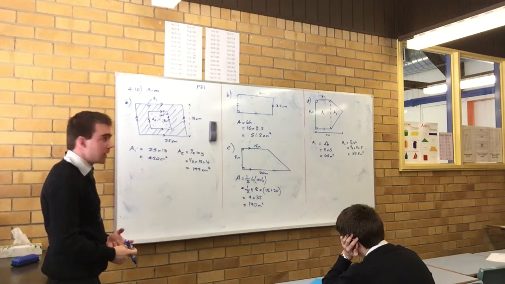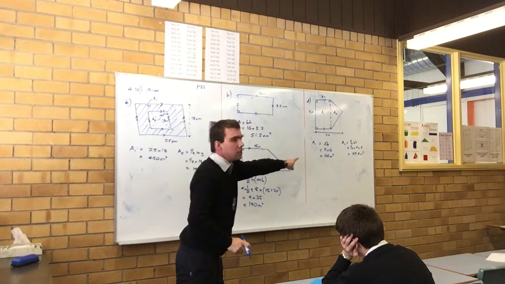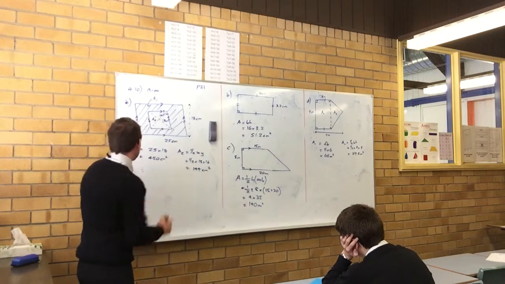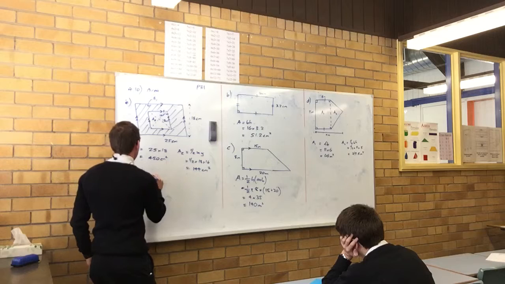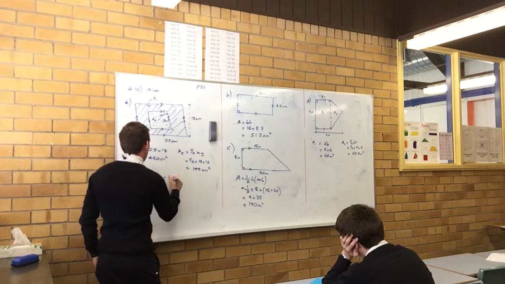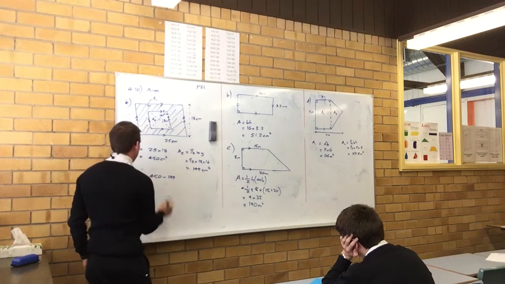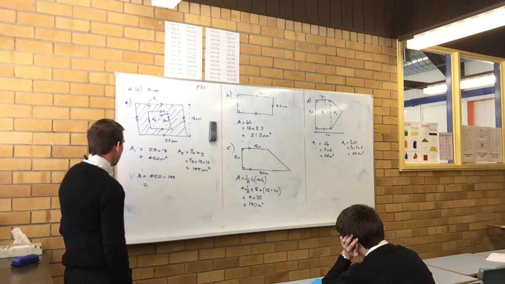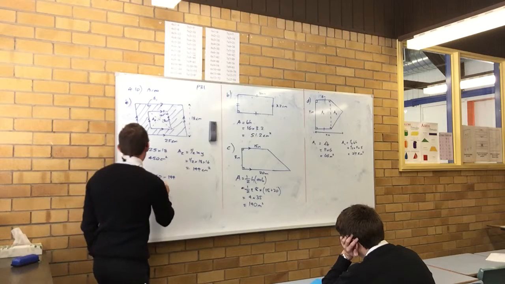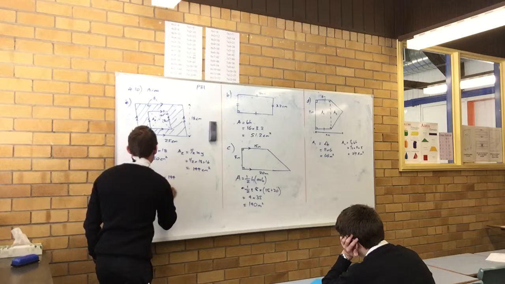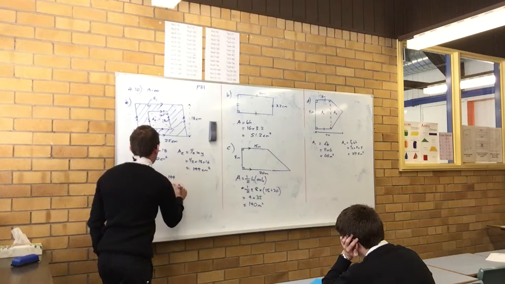Alright, so to find the shaded region, over here we had to add two areas, and here we find this shaded region. So the area is going to be 450 take away 144. So 350 take away 44, so it's 306. Don't forget your units.